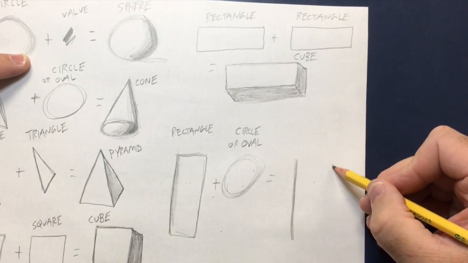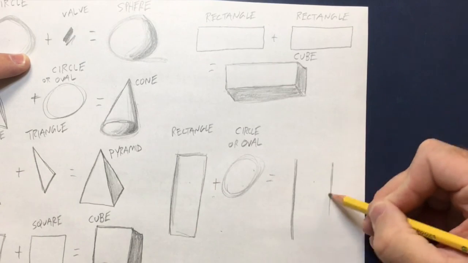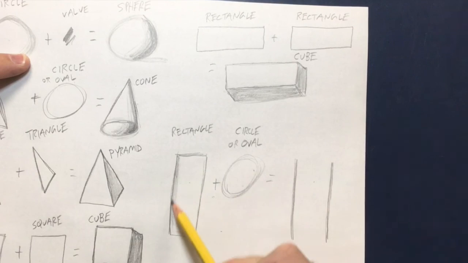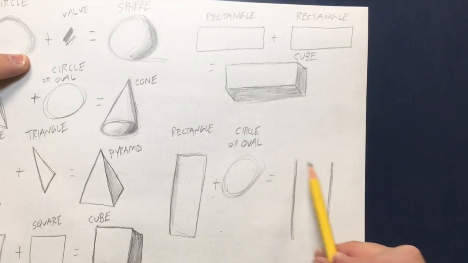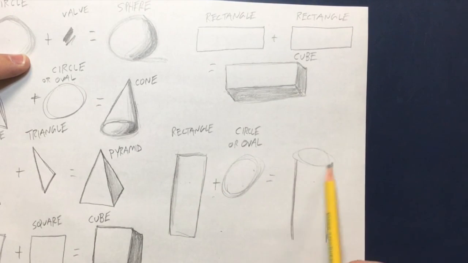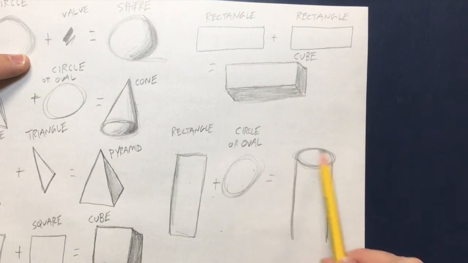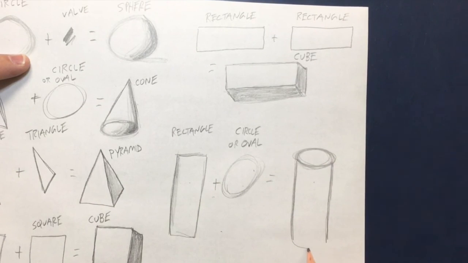So rectangle plus circle or oval equals, now, when I do my rectangle here, I don't want to do a lot of erasing. So what I'm going to do is just draw two vertical lines, just like how I would have here in this rectangle. But then I'm going to go to the top and look, I'm going to connect them like that and make that circle or oval shape, okay?